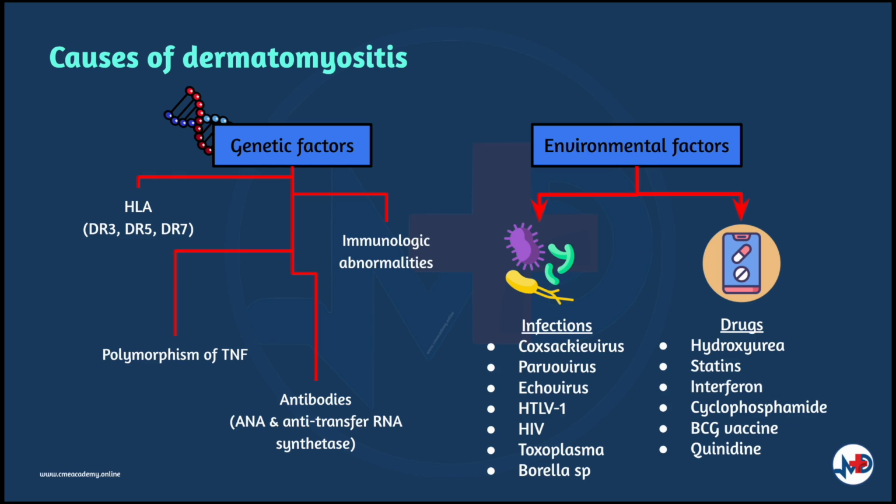The environmental factors that cause dermatomyositis are infectious agents and drugs. Examples of causative agents of infection are Coxsackie virus, parvovirus, echovirus, HTLV1, HIV, Toxoplasma species and Borrelia species. Examples of drugs are hydroxyurea, statins, interferon, cyclophosphamide, BCG vaccine, and quinidine.